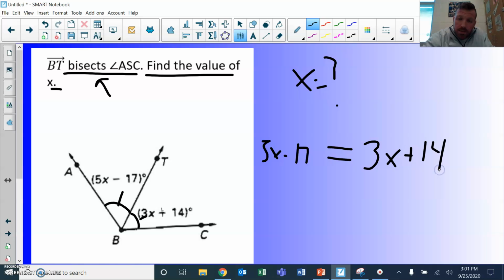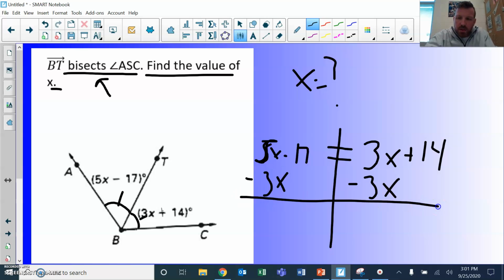5x minus 17 equals 3x plus 14. Let's go ahead and solve it. If I want to solve that, I need to get rid of this x. I like to take my variables to the left side. That's the strong side. So 5x minus 3x is 2x. Minus 17, I'm still going to have that, equals 14. Now I got to add 17 to both sides. We need to make sure we do that.